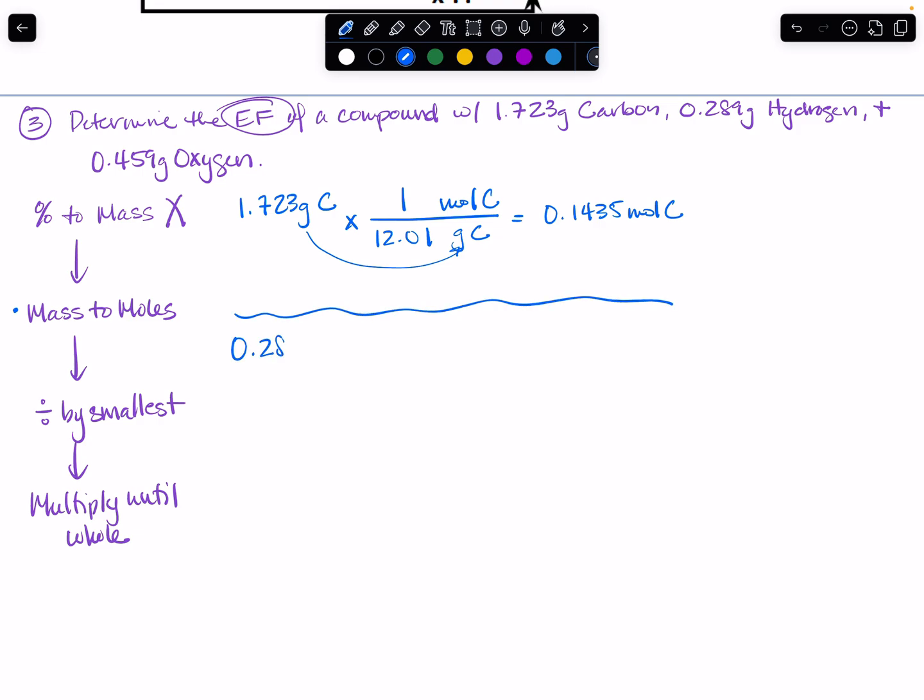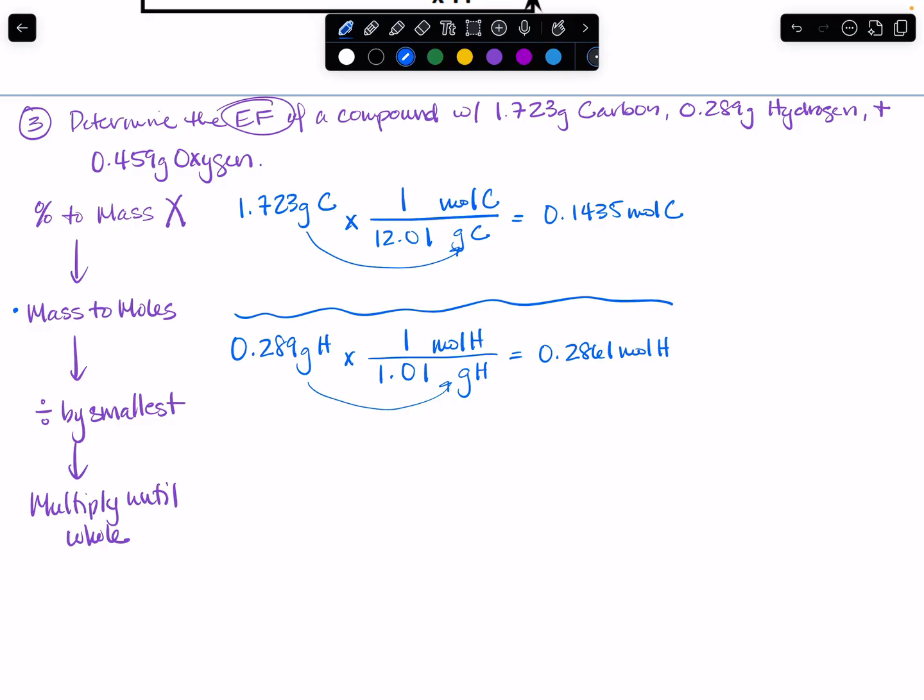Now I'm going to repeat this, but I'm going to start with hydrogen. So 0.289 grams of hydrogen, mole conversion. The gram's going to go in the bottom. The mole's going to go up top, and 1 mole of hydrogen has a molar mass of 1.01. So we're going to get 0.2861 moles of hydrogen.